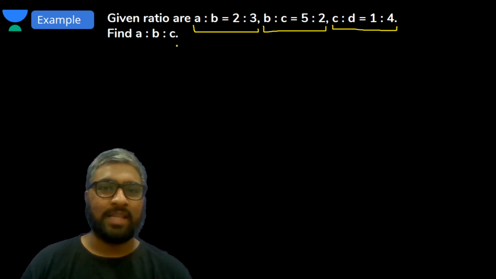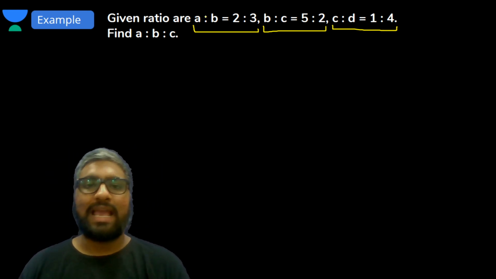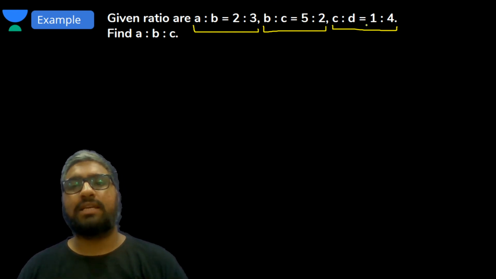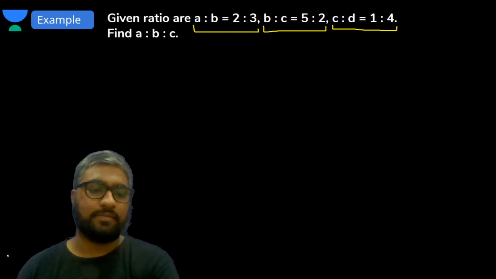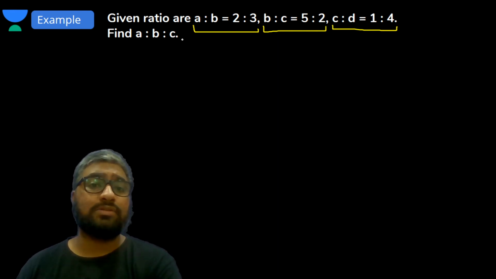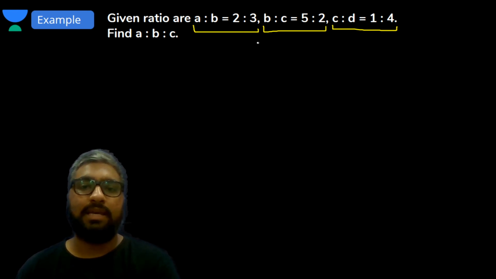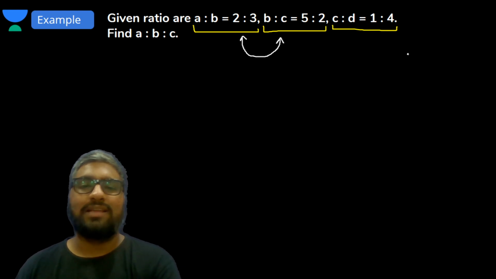No issues. So here's an example on the screen. How would you deal with this example? A is to B is 2:3. B is to C is 5:2. C is to D is 1:4. They're asking us to find A is to B is to C. This is a continuous ratio, right? So we have to combine. We need A, B and C, which means these are the only two ratios that we need to consider. This we can let go because it is just a trivial piece of information.